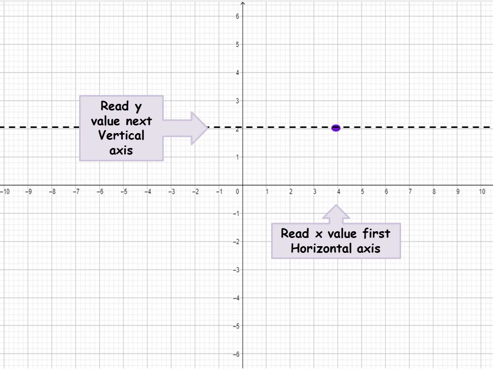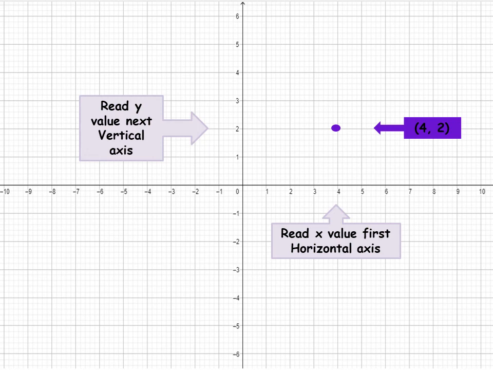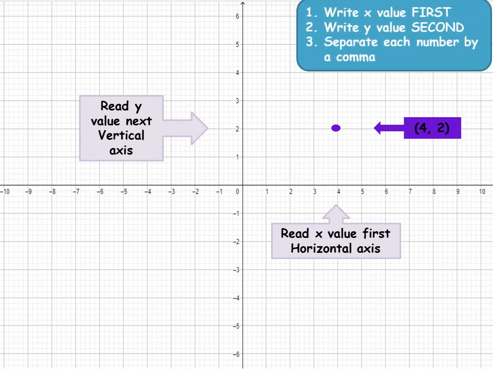Awesome. And we're going to write each number inside brackets separated by a comma. The first number represents our x. The second number represents our y. And this is how we identify points on a graph.